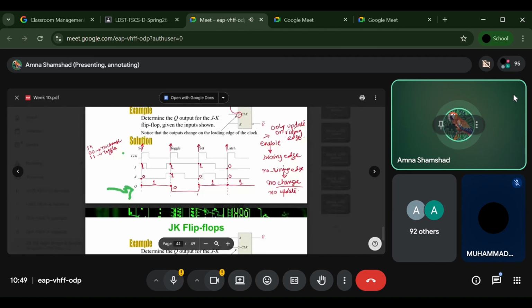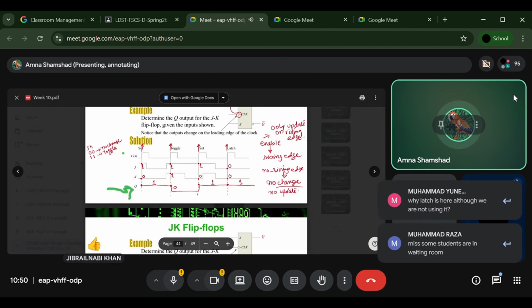Again, on the next means I have to check only on these 4 arrows. These 4 arrows will indicate the 4 rising edges of my clock. Okay? Is this clear? I have to check on these 4 rising edges of clock.